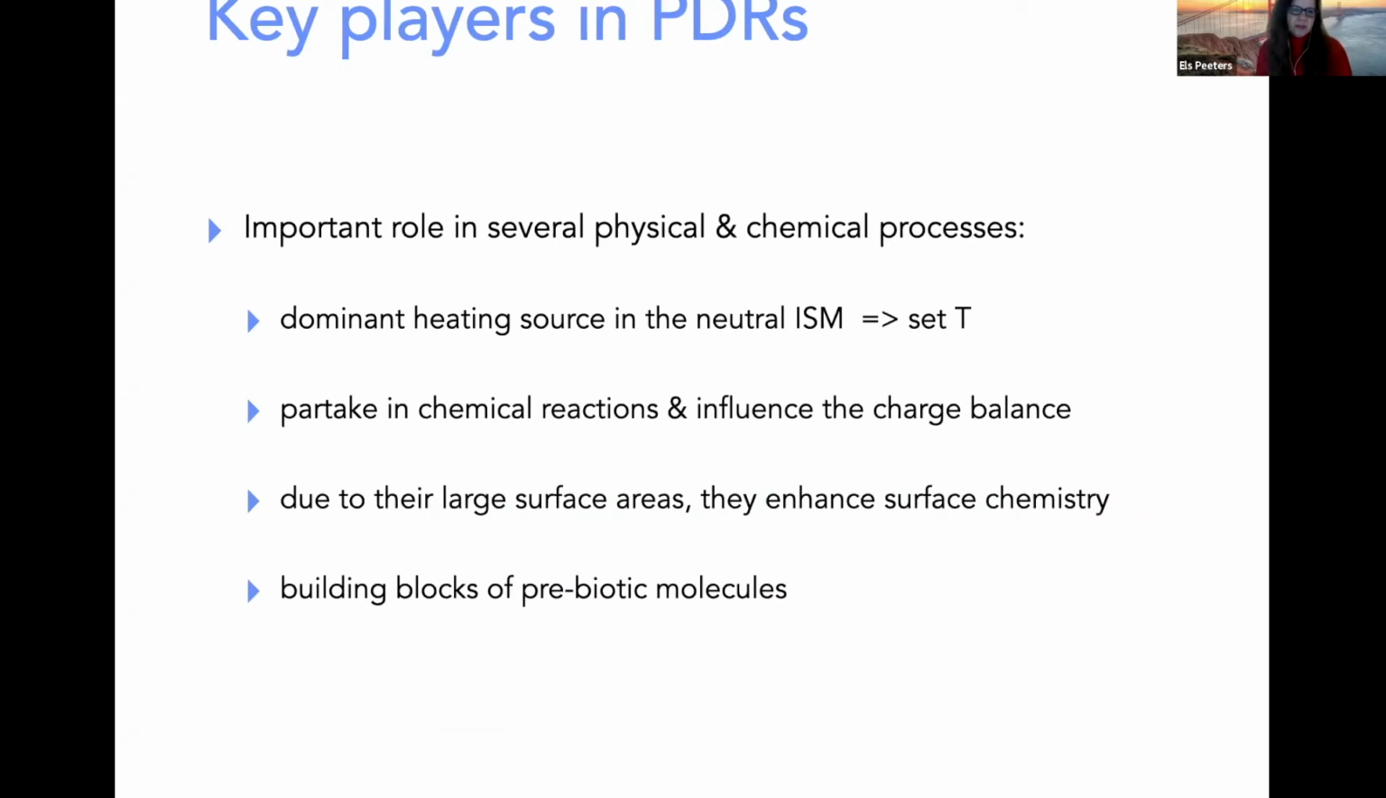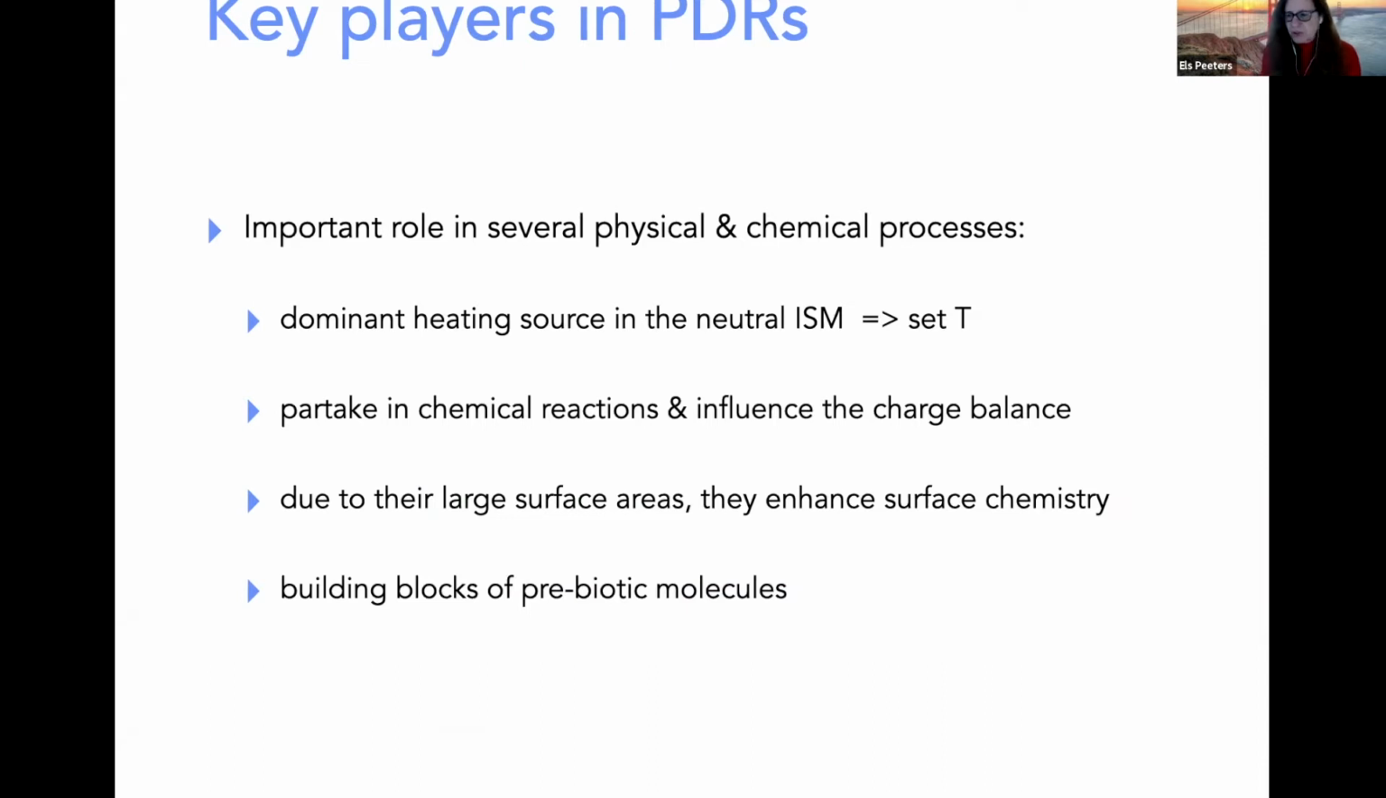And what does that mean? They play an important role in processes that are ongoing in PDRs. The first one, or the main one, is really that they're the dominant heating source in the neutral ISM. So they set the temperature of those regions. They partake in chemical reactions and they influence the charge balance because these molecules and particles can be charged.